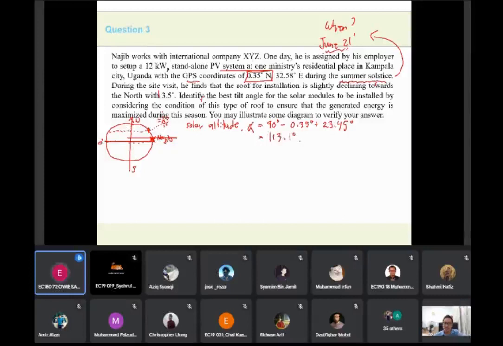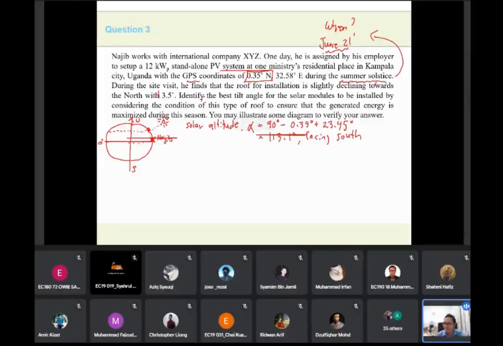Right? Facing south first, right, sir? Okay, facing south first, yes. Because we are in the north, so we are facing south in the first place. Okay? Correct.